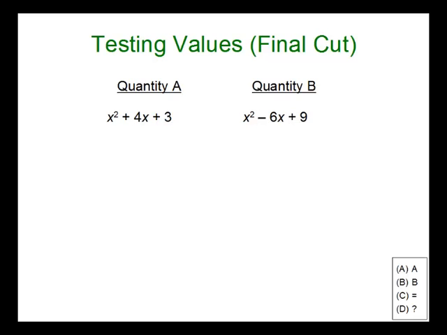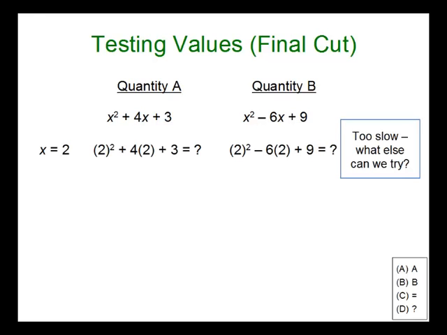All right, here's a final example of the idea of testing values. A little bit more complicated, but again, no information given about x, so we can plug anything we want. Okay, 2 seems simple until you kind of do it. It's not the worst calculation ever, but certainly not the easiest that we could have plugged in. And this will happen to you on the test. If you pick an initial number that just turns out to be too annoying to test, pick something else.